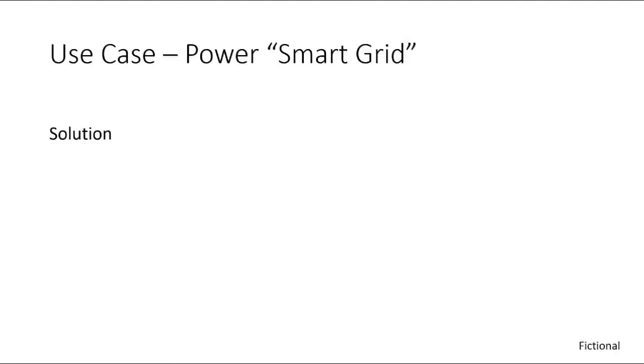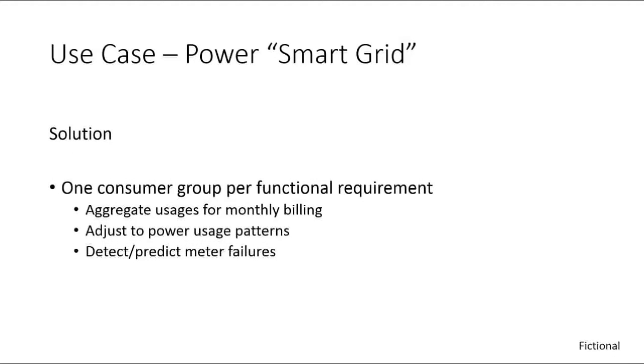So fast forward to Event Hubs. We satisfy all the functional requirements by creating a very focused and specialized consumer group for each of those functional requirements. So we have a consumer group whose job is just to aggregate billing. We have one for adjusting to the usage patterns and one for detecting the meter failures. But they all process against the same architecture. So there's no increased complexity. And they don't compete against each other in terms of throughput.